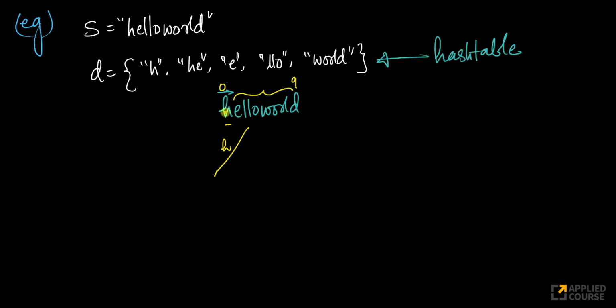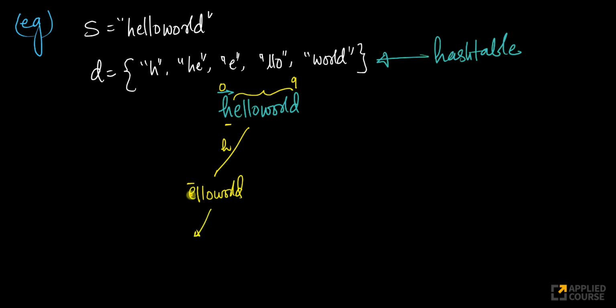The first index 0 itself, I have found it, which means I have a problem of size 10 here, which consists of 10 characters. H is found. Now I have to just search for ELLO world. If I find this, my problem is solved. Right? That's one possibility.